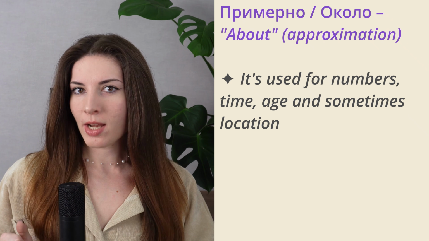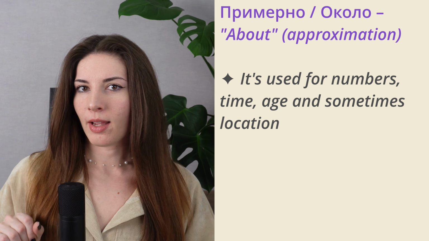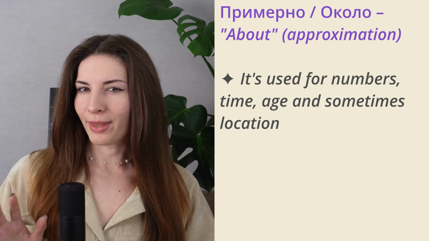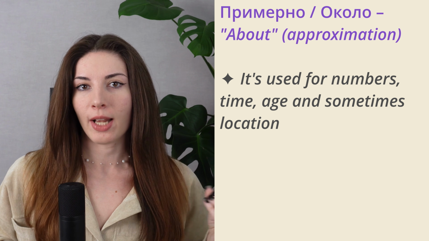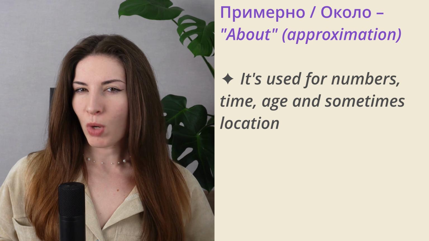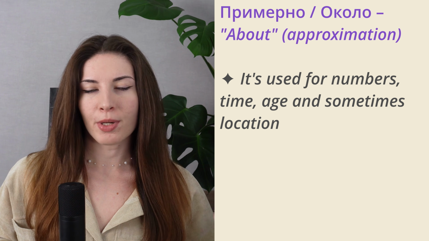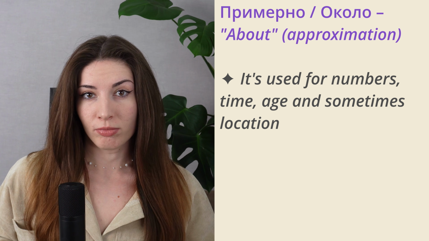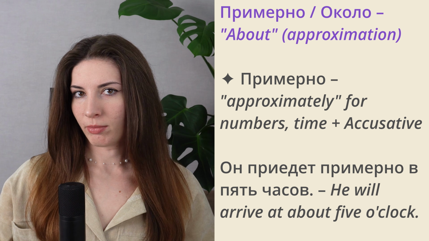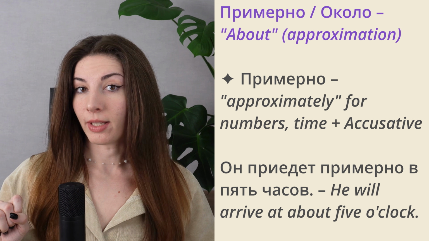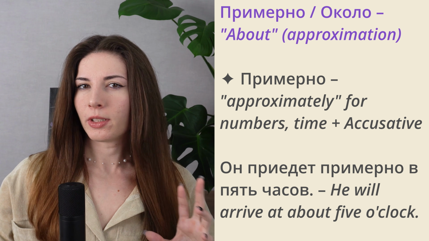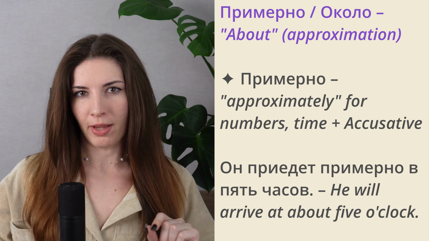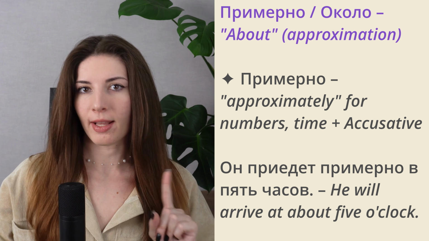Then, the third one is примерно and около. This one is when in English you use the word about as approximately. Mostly it's used for numbers, time, age. Примерно, approximately. We use it with the accusative case. Он приедет примерно в 5 часов. He will arrive at about 5 o'clock. Примерно в 5.